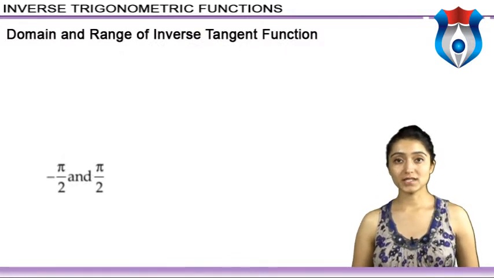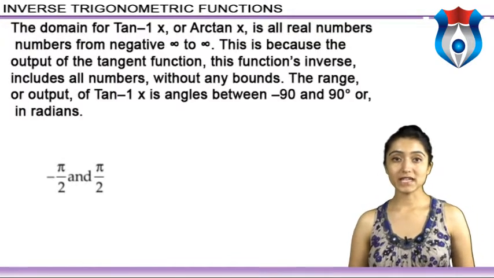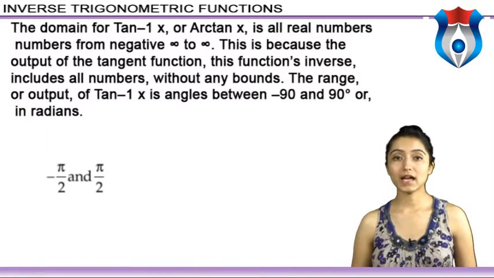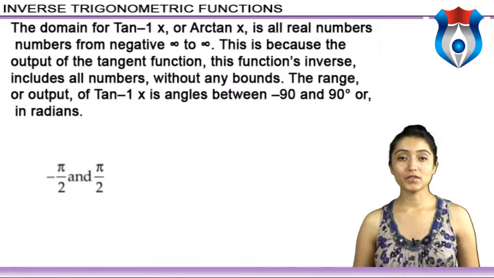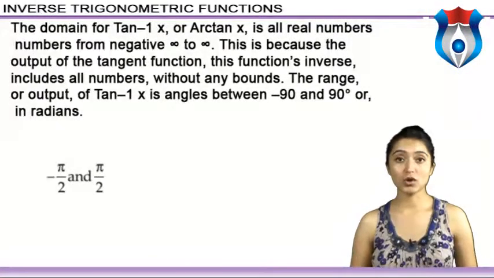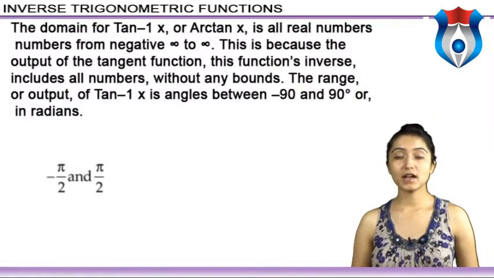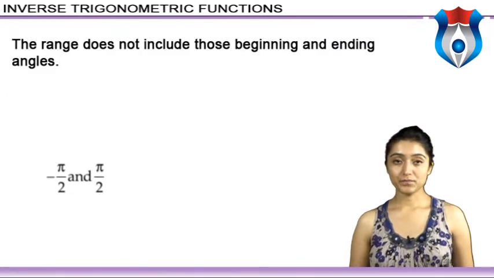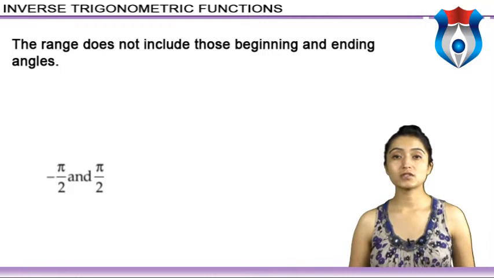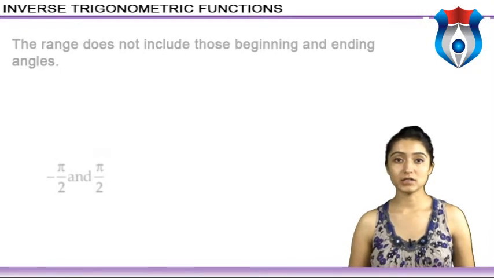Domain and range of inverse tangent function. The domain for tan inverse x or arc tan x is all real numbers, from -infinity to infinity. This is because the output of the tangent function, this function's inverse, includes all numbers without any bounds. The range or output of tan inverse x is angles between -90 and 90 degrees, or in radians. See on the screen. One important note is that the range does not include those beginning and ending angles.